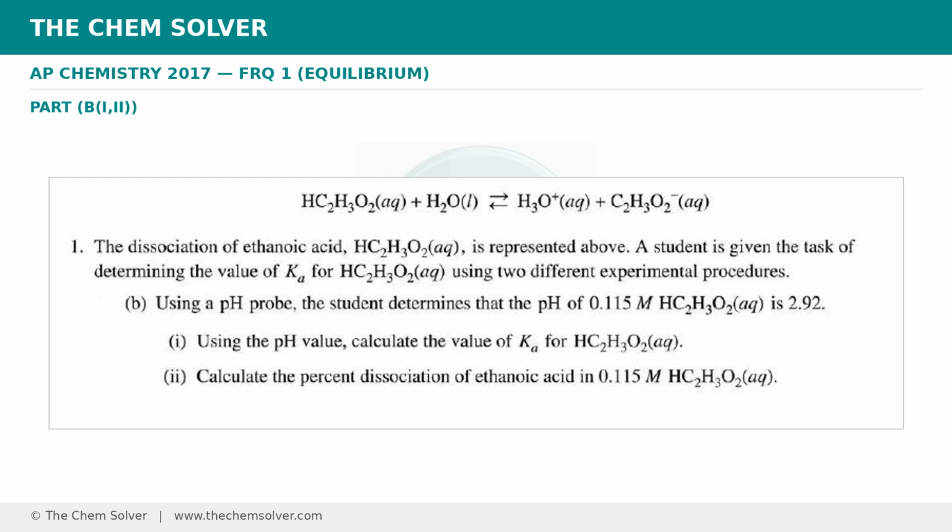Using a pH probe, the student determines that the pH of 0.115 molar HC₂H₃O₂ is 2.92. Using the pH value, calculate the value of Ka for HC₂H₃O₂. Calculate the percent dissociation of ethanoic acid in 0.115 molar HC₂H₃O₂.